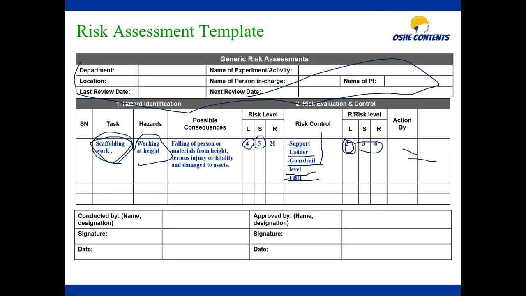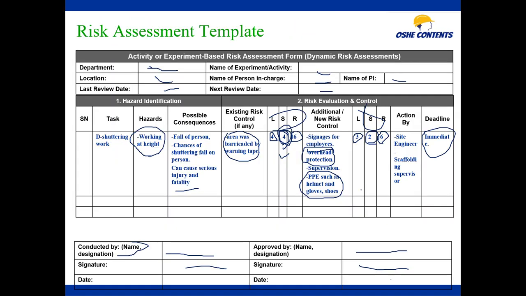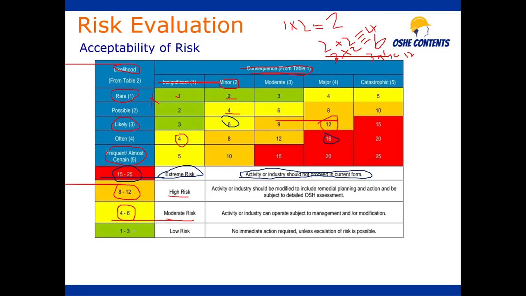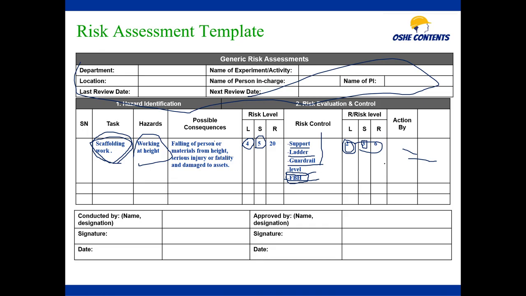So then there is S, because even if a person falls down, it will be only one person. And if there is FBH, proper supervision, guardrails and toe boards, even if materials fall down, with proper PPE there is no chance of fatalities. So if there is no chance of fatalities, let's go down: 3 times 2 is 6. So what is 6 here? It's moderate. Activities can be carried out. So the risk level becomes 6. So this was the action.